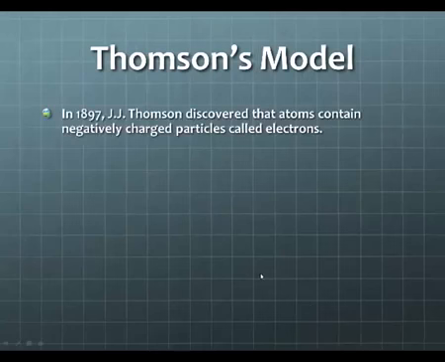Scientists knew that atoms themselves had no electrical charge. So based on these two facts, based on the fact that Thomson discovered that there are some negative charges floating around inside of an atom, and based on the fact that scientists knew that atoms themselves had no electrical charge, what can we conclude? We can come up with a conclusion based on these two pieces of information.